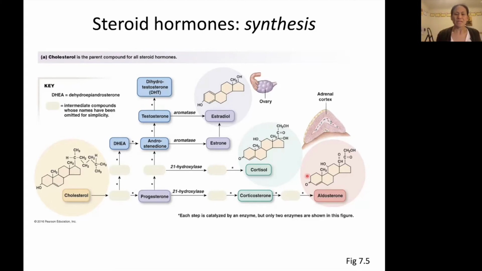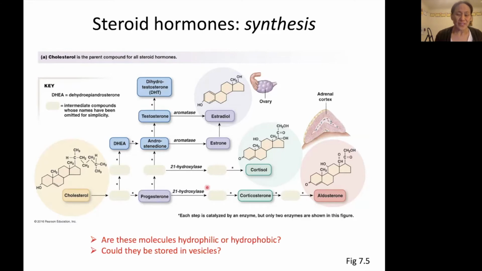Okay, so here are a couple questions for you. When I tell you to, please pause the recording and answer these questions. Looking at these structures first, are they hydrophilic or hydrophobic? So that's your first question. Second question is, could they be stored in vesicles? Okay, so go ahead and pause and answer those questions.